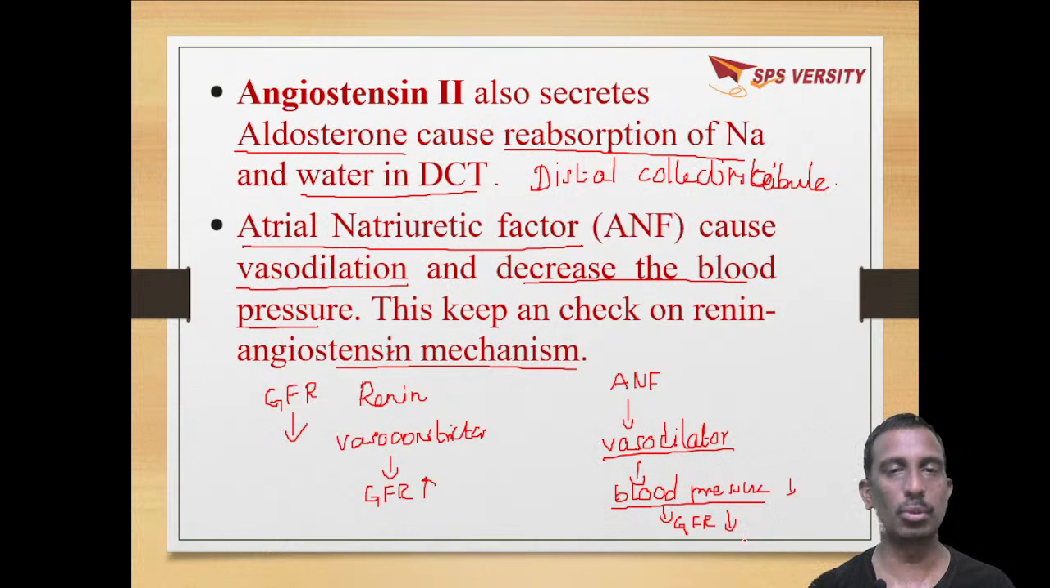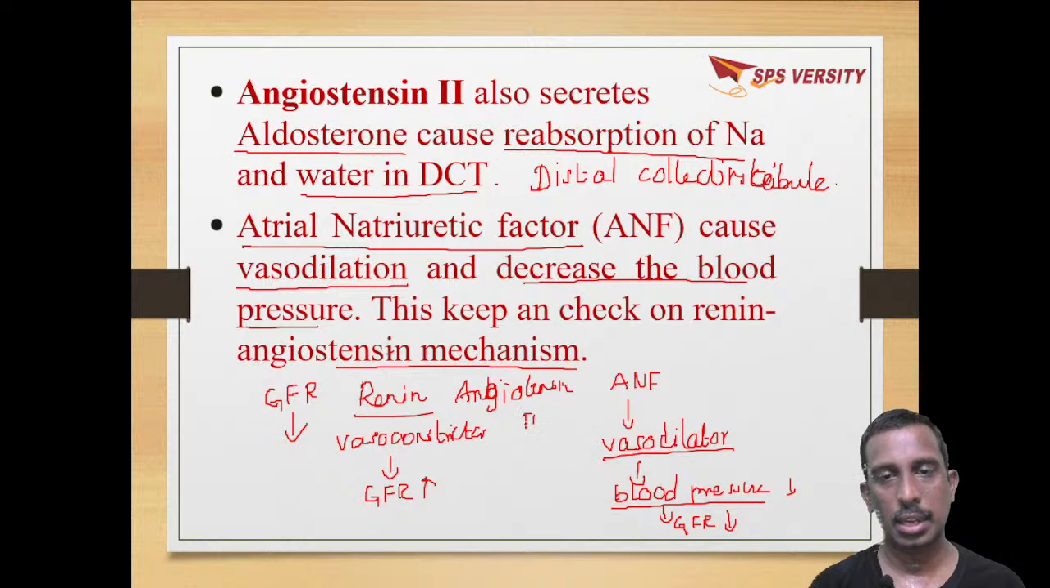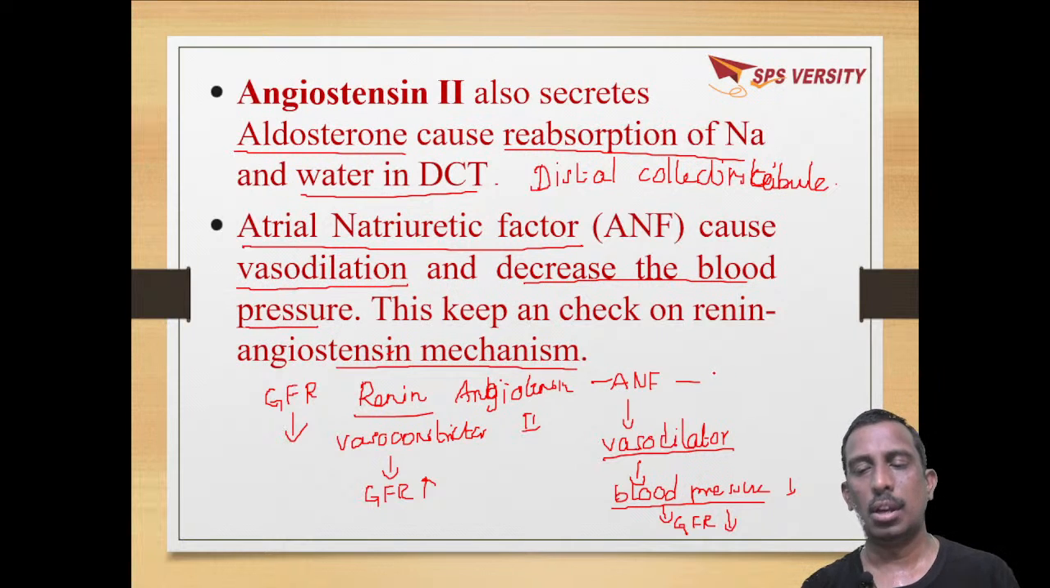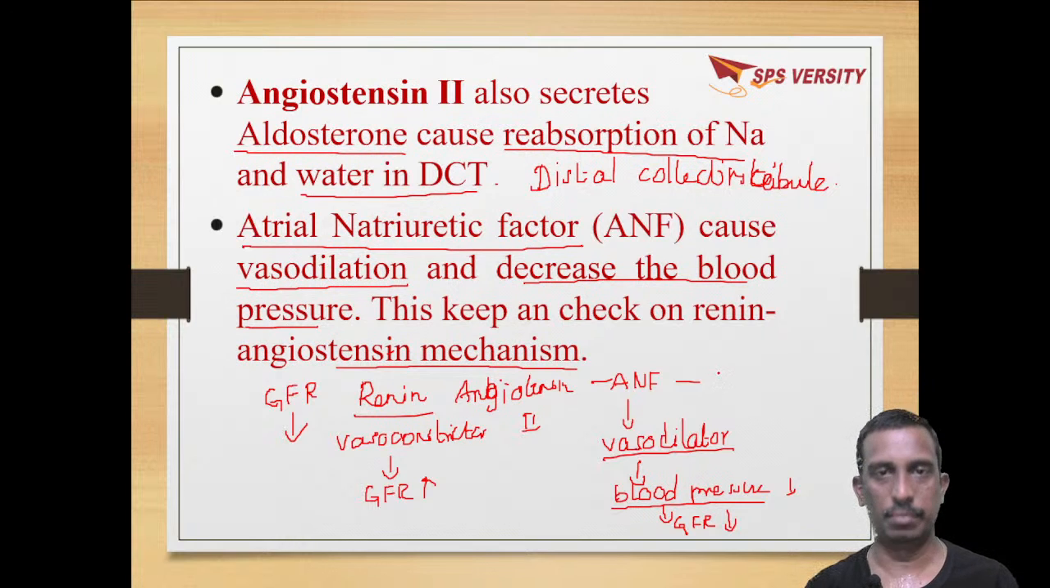Again, it has to be brought back to normal by the opposite action. Angiotensin 2 and atrial natriuretic factor are quite opposite in action. Thus, this is how the hormones play an important role in excretion.